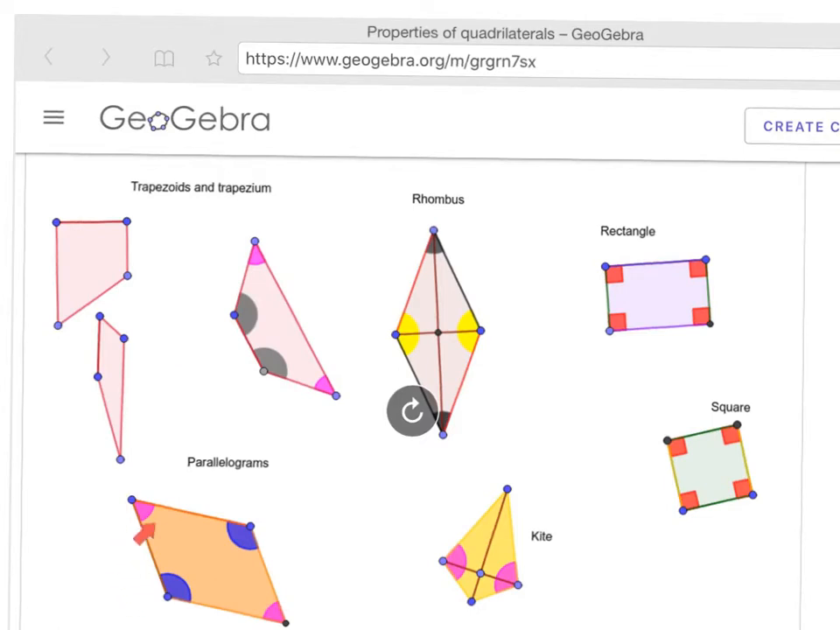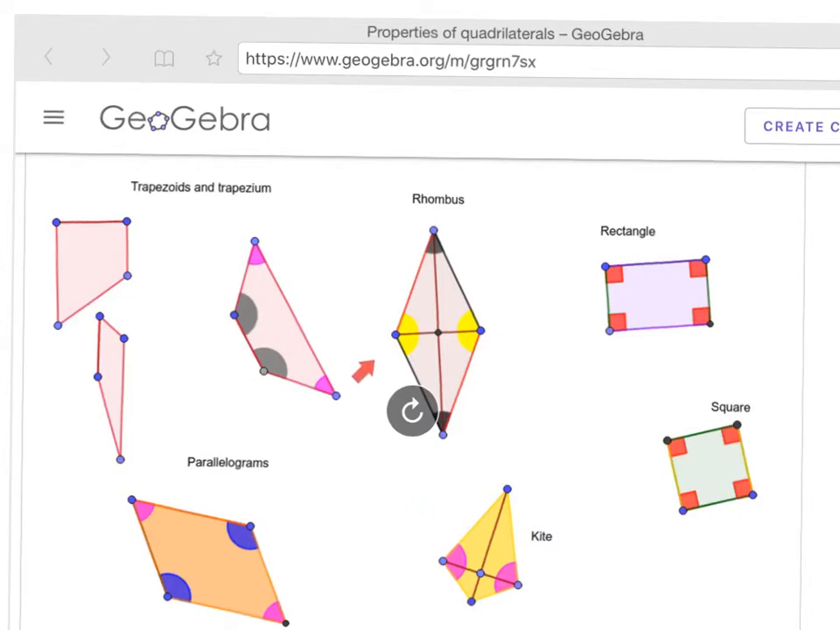Parallelograms, this is a very typical looking parallelogram, is any shape that has 2 pairs of parallel sides. So these sides here are parallel and these sides here are parallel. Because these sides are parallel and the opposite sides are the same length, we end up with 2 pairs of opposite equal angles. So parallelograms, 2 pairs of parallel sides, and both sides on each pair are the same length.